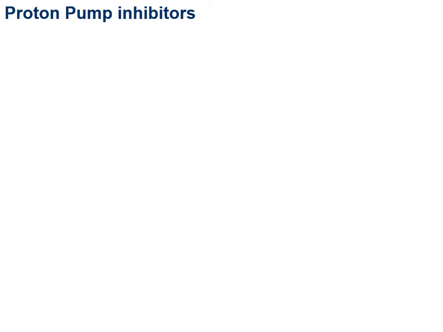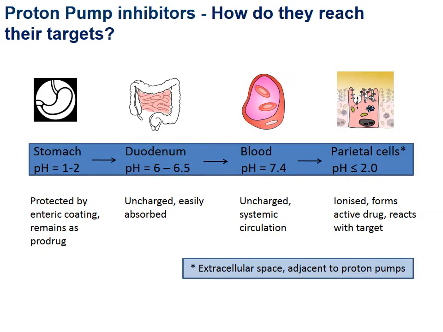So in this second part of the Lecture 4 podcast, I'm going to look at proton pump inhibitors and various aspects relating to their interactions with their biological targets, the proton pump, as well as some relevant aspects regarding the biology of the parietal cell. Now let's first look at how proton pump inhibitors reach their targets on the parietal cell.